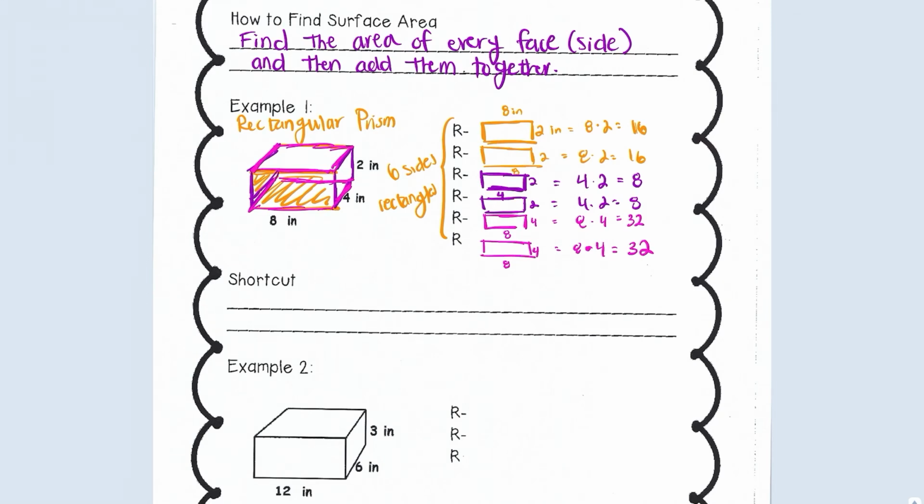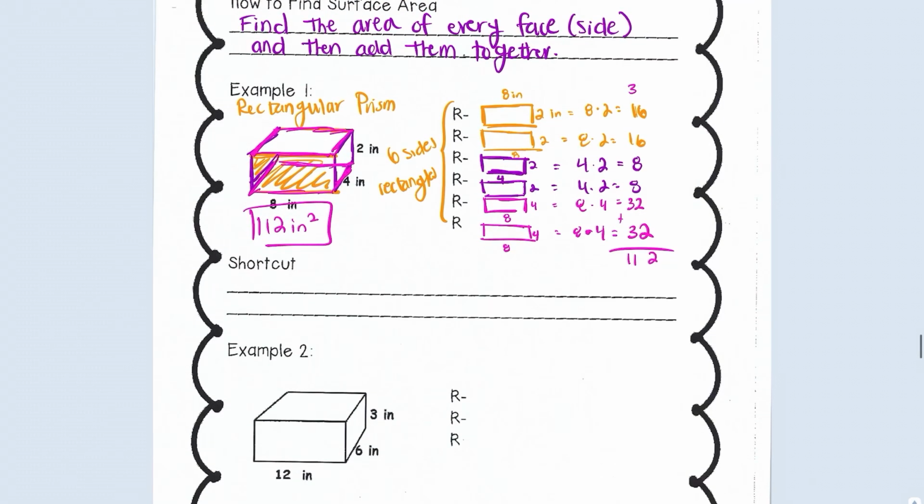And then, of course, we would add all of these things together at the very end to find our surface area. So let's go ahead and add these. 16 plus 16 is 32, plus 8 is 40, plus another 8 is 48, plus 32 is 80, plus another 32 is 112. It looks like 112 square inches.